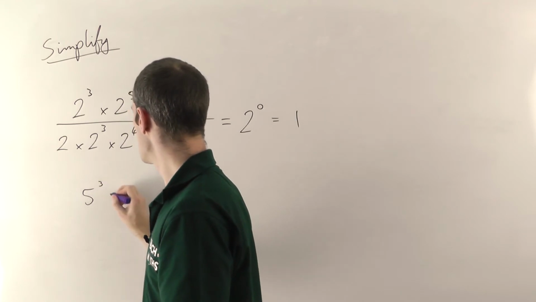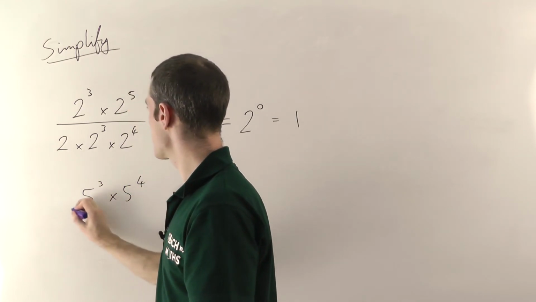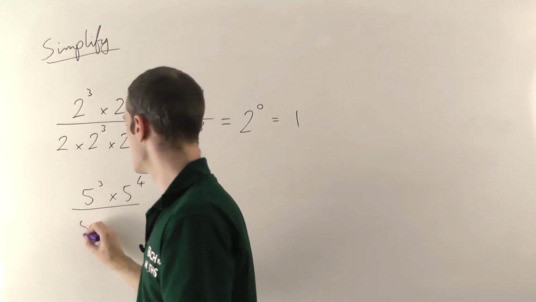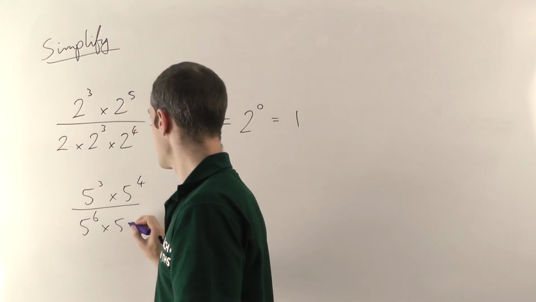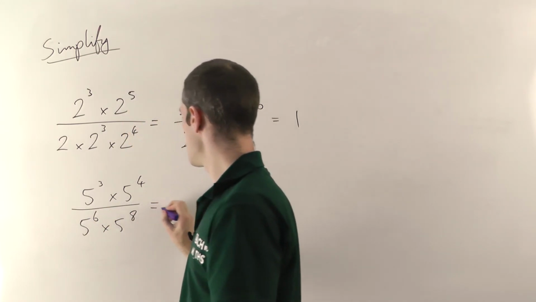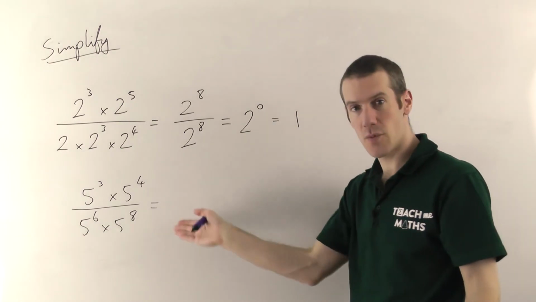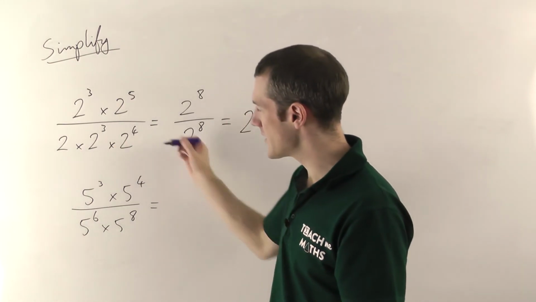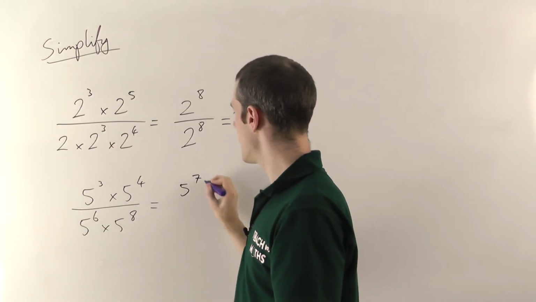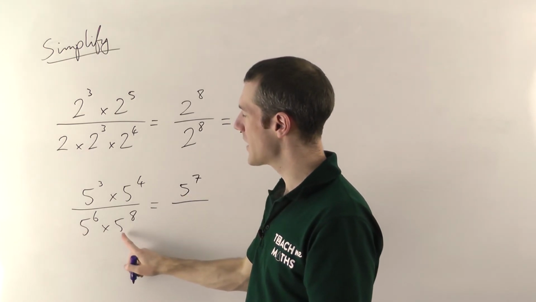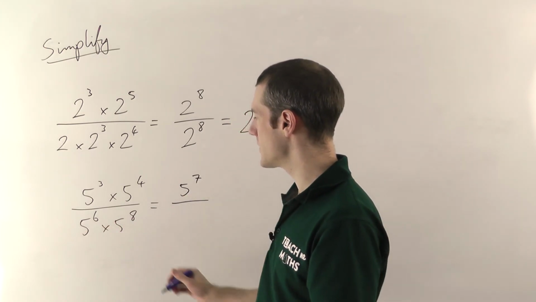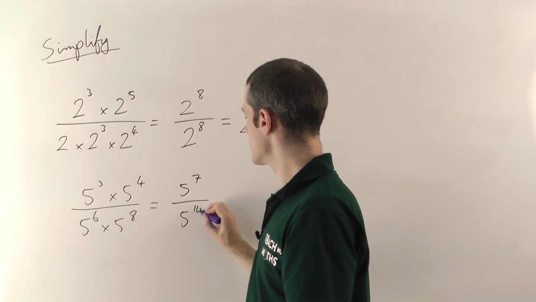So 5 cubed times 5 to the power 4 on the top of a fraction. 5 to the power 6 times 5 to the power 8 on the bottom. So again, work out the top, work out the bottom. You're multiplying, you add the powers. 5 to the power 7. On the bottom, again, multiplying, so you add the powers. 6 plus 8 gives you 14.